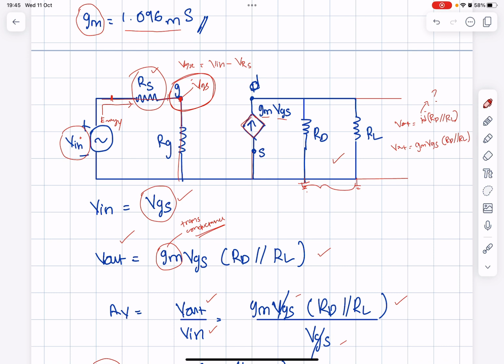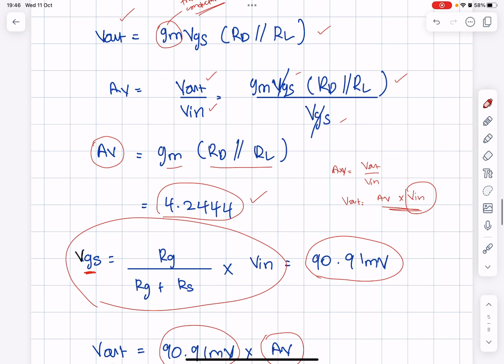Okay. But for this example, you have current here. In order to use this equation, you need to know how much current is flowing in this one, because IRS, only then can you find VGS. If there is no current, you have an alternative way to calculate VGS here, by using the voltage divider rule, which is VGS equal to RG divided by RG plus RS times Vn.